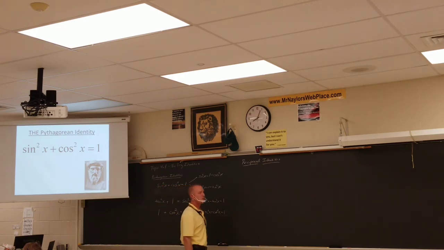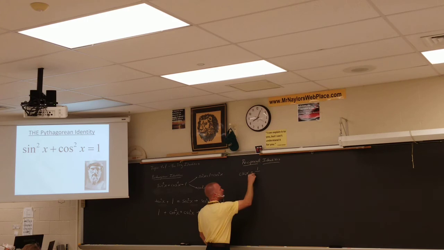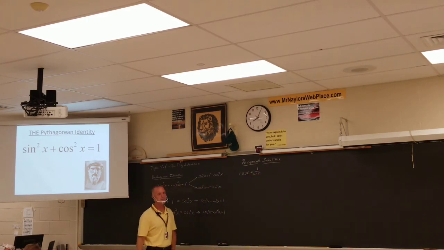Okay, and probably not a big surprise that they all will involve reciprocals. But let me kind of help us get started. Just like we had up on the true-false, cosecant is the same as 1 over sine. So those are reciprocals of each other. Cosecant is the same as 1 over sine.